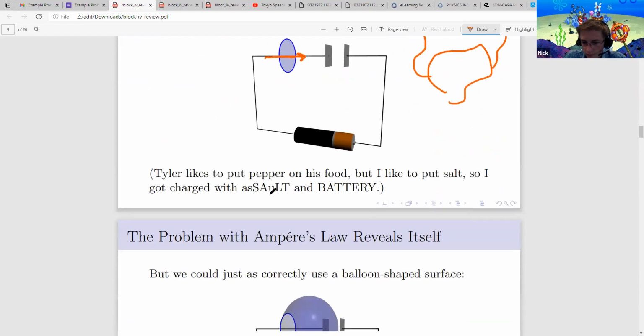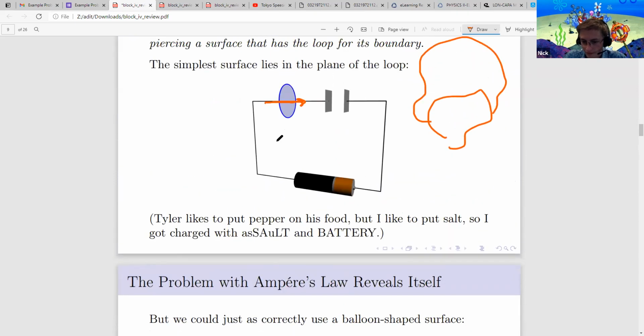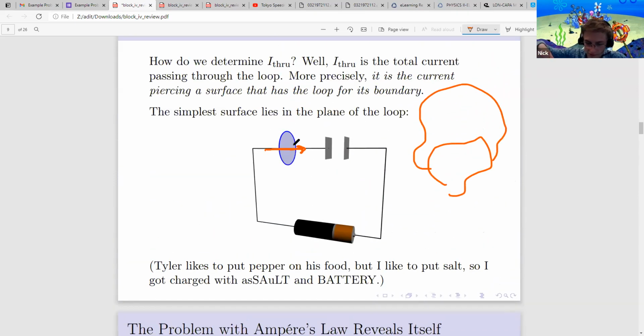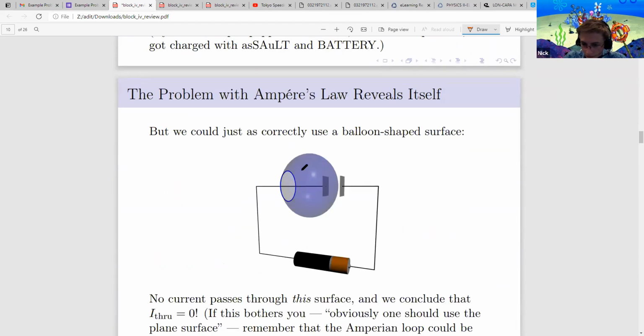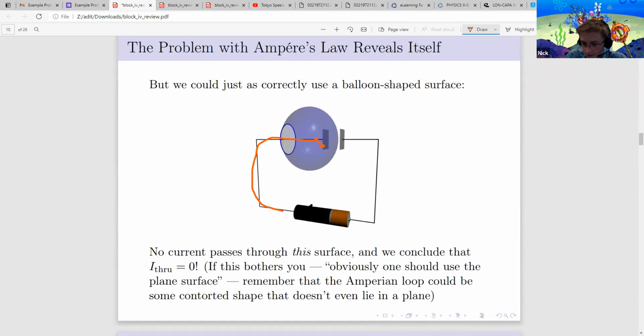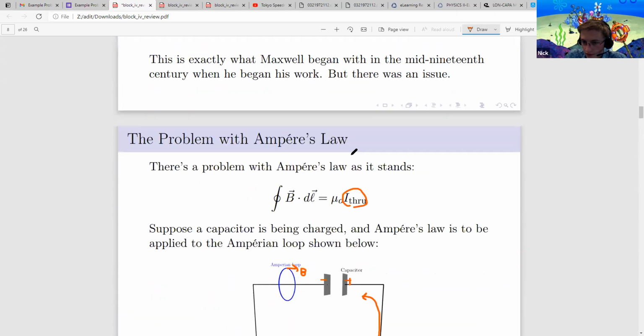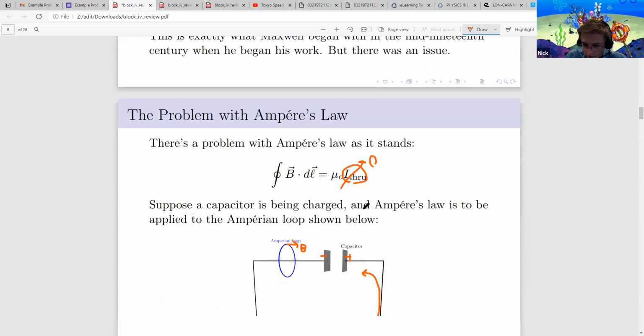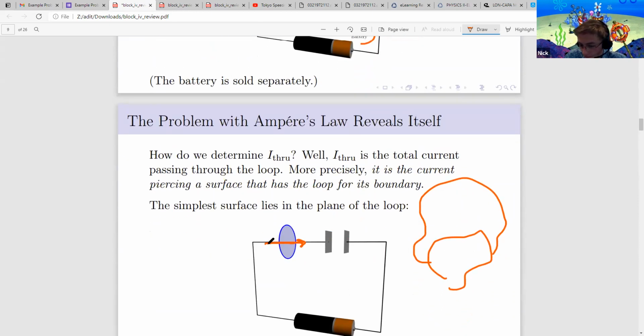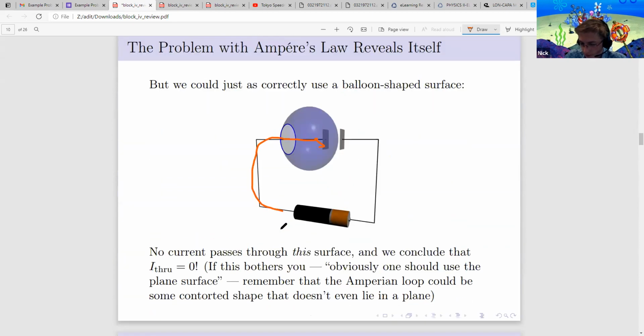But what if we do something a little bit more complicated? What if I dip this in soap and now I'm blowing a bubble. And I blew a bubble, so now instead of having a disk for my surface, I have a balloon, or a bubble shaped surface. The current is still going along this path, but it's not piercing the surface anymore. It's not piercing my balloon shaped surface. So what I'd have to conclude is that my I enclosed is 0 and that I don't have any magnetic field. But that's obviously not true, because if I have this surface, I do have current going through and I do have a magnetic field. So something's wrong here.